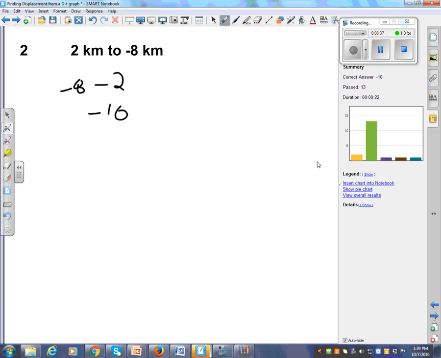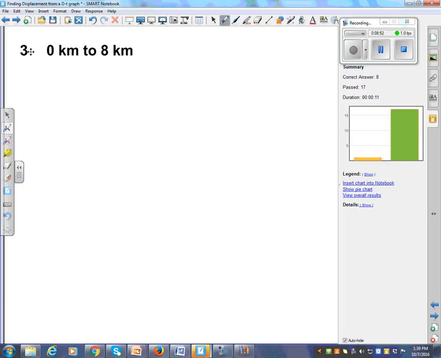It says 2.2. No, question 2. Question 2. See, I thought it was 2.2 as well, but I fixed it. It's the way it looks like 2.2 inside. Sorry, man.